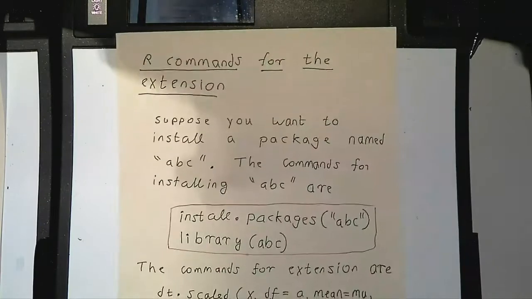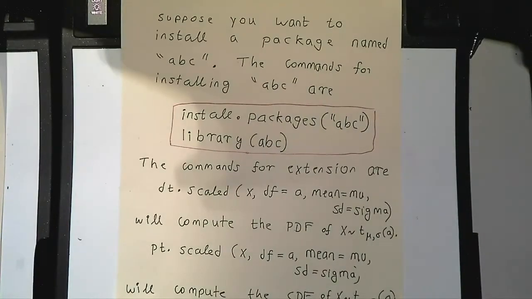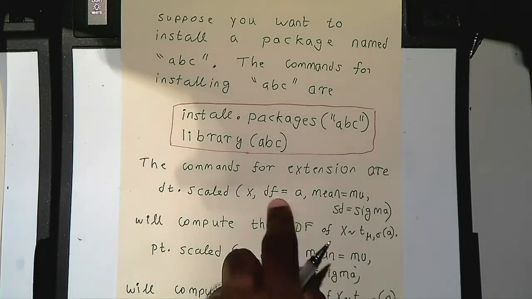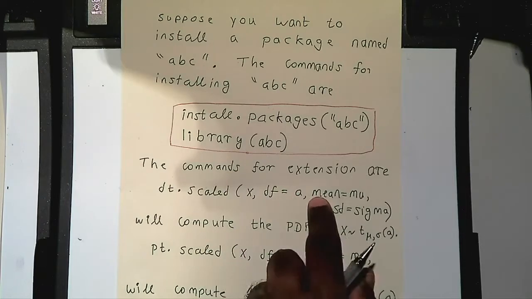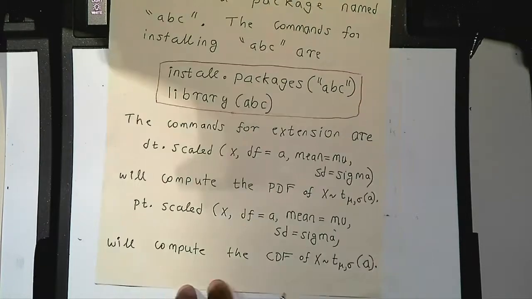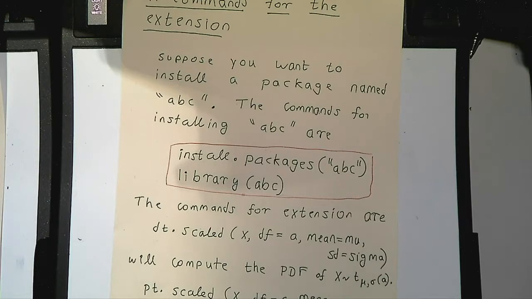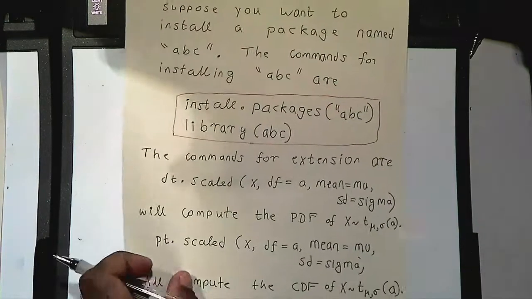And then in R, back again in R, the commands for computing the PDF and the CDF of an extended t distribution are this one and this one. So it's dt_scale with df equal to A, mean equal to mu, sd equal to sigma. Right? And these commands you can only use under a specific R package. And the name of the package is as follows.